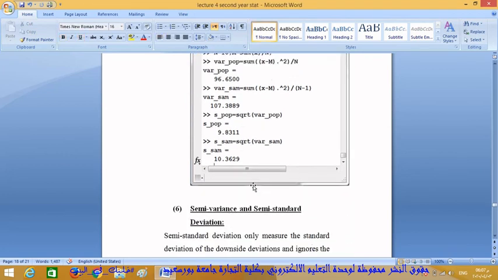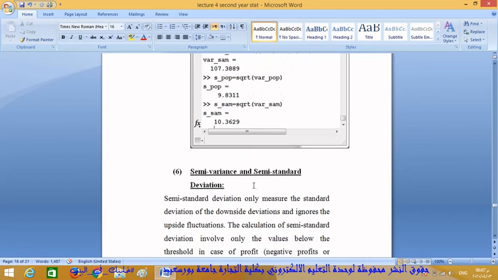semi-variance and semi-standard deviation. This is an important point: to use one side of deviations instead of the two sides of deviations. Semi-standard deviation only measures the standard deviations of the downside deviations and ignores the upside fluctuations.